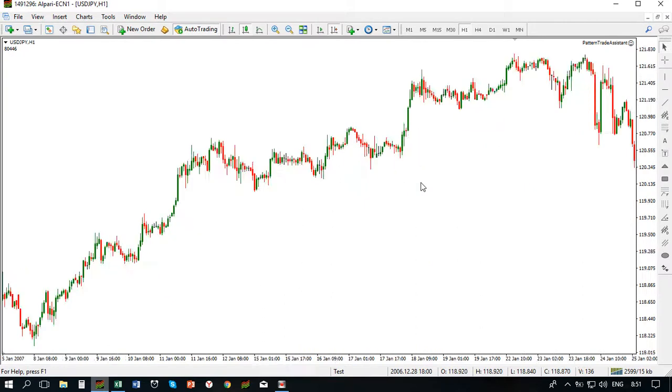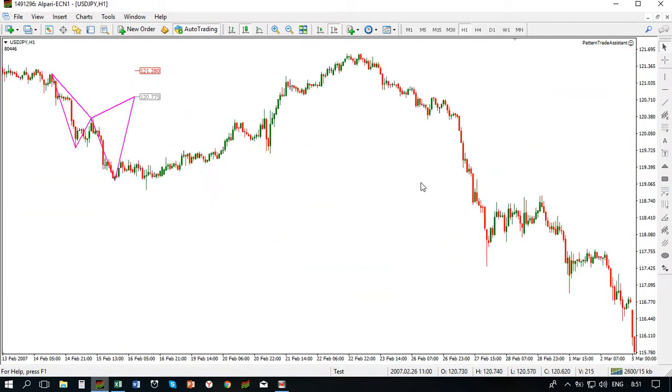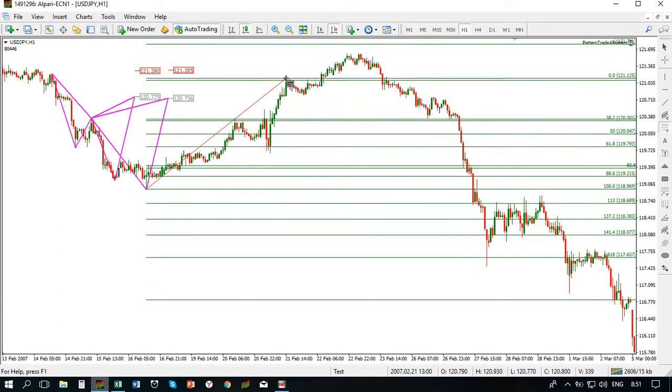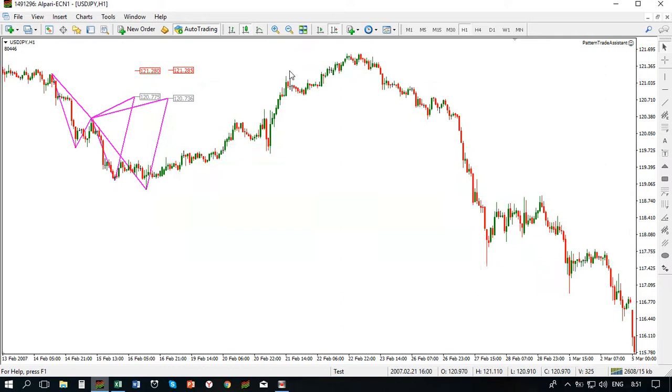Going next page, down. What is this pattern? Maybe it was invalidated. If I start from here, X to A to B to C, and go in here, valid. If I stretch the fibs, okay, stop loss.